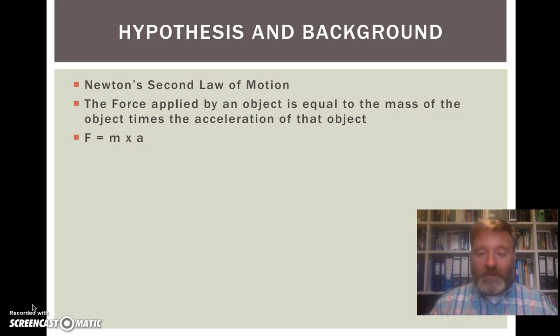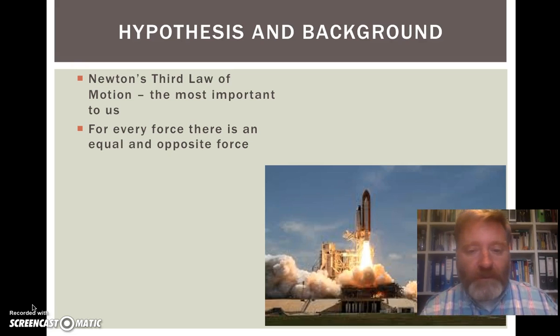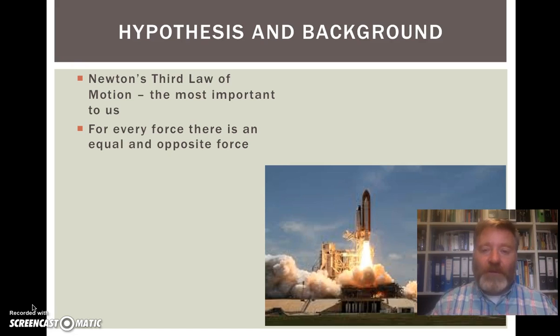They do work. You can go on YouTube and find plenty of examples, and lots of them don't work, of course. And then Newton's third law is the most important one to us. Essentially, it's saying that for every force, there is an equal and opposite force. So again, I was going to try and draw a diagram I drew for you in class on the whiteboard, but I couldn't get my tablet to work.